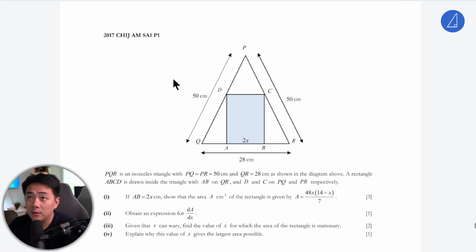Alright, so let's look at this question here, which is taken from the year 2017 CHIJ AMF SA1 paper 1. This question is on its additional mathematics application of differentiation. Okay, let's say I can do this proficiently.